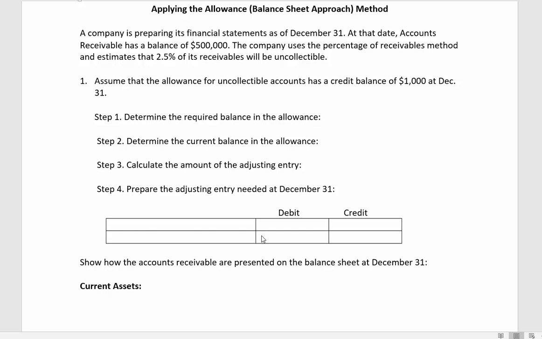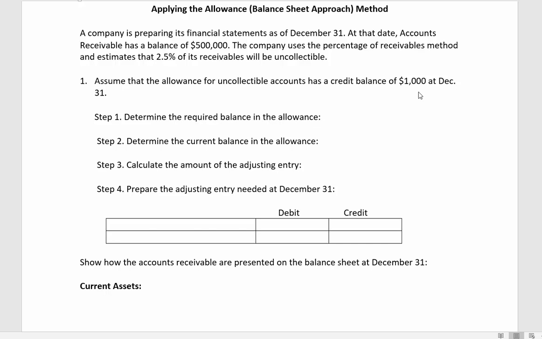All right, so let's see what we have. We have a company preparing its financial statements as of December 31st. Remember, this is all done at the end of the reporting period. So at that day, the accounts receivable has a balance of $500,000, and the company uses the percentage of receivables method, estimating that 2.5% of its receivables are going to be uncollectible. Assume that the allowance for uncollectible accounts has a credit balance of $1,000 at December 31st.